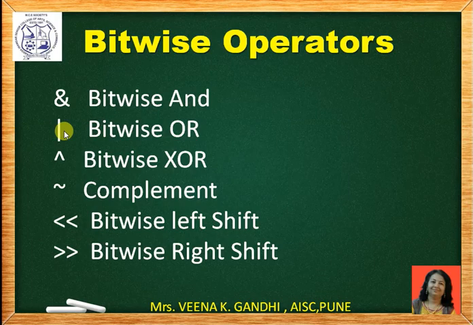Then single pipe is known as bitwise OR or binary OR. Caret is known as bitwise XOR. Tilde is known as the complement operator or negation operator. Then two less than signs is known as the bitwise left shift operator. Then two greater than signs is known as the bitwise right shift operator. Now we'll see all these operators one by one.